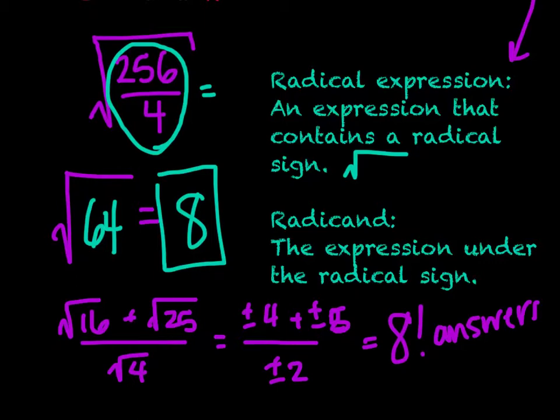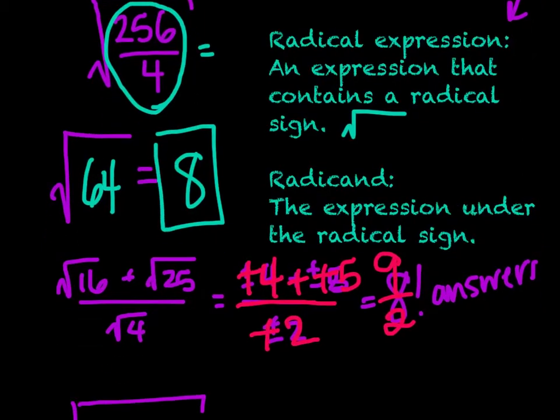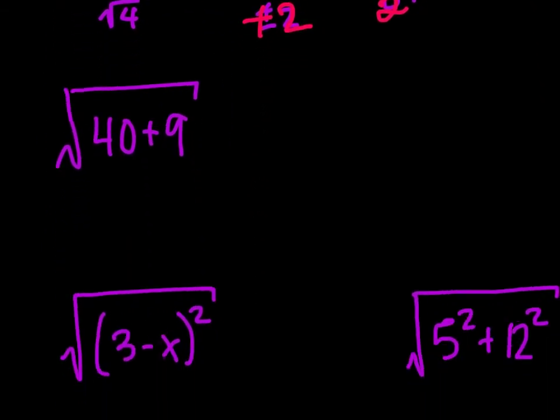So instead, what I'd like you to do is only focus on the positive. Instead, we would say a positive 4 plus a positive 5 divided by a positive 2 is equal to 9 over 2. Much easier to think about one answer for that one expression. So keep that in mind as we do this.